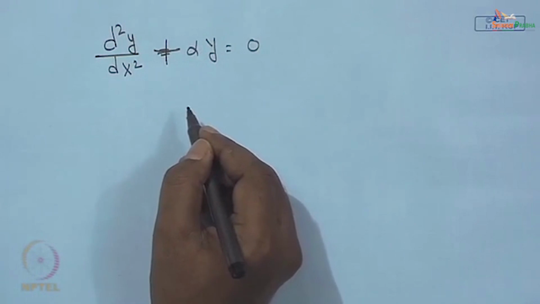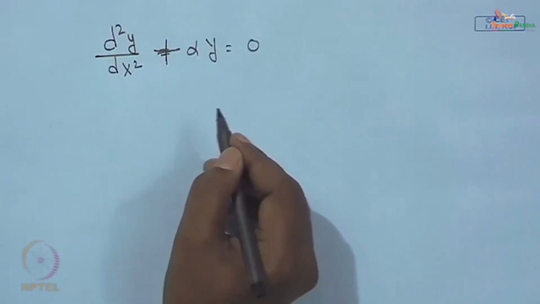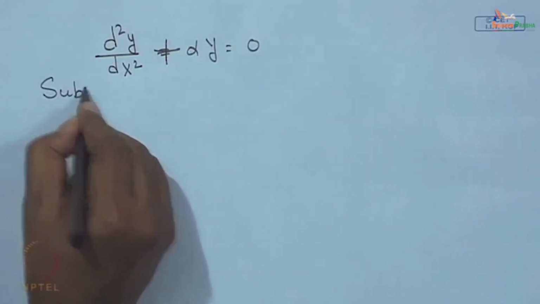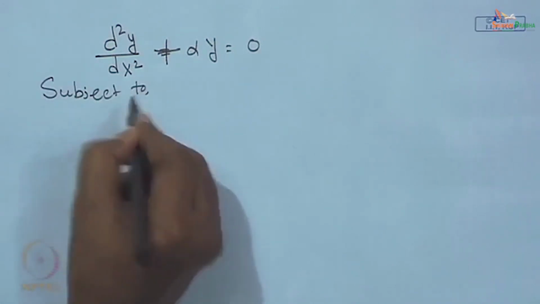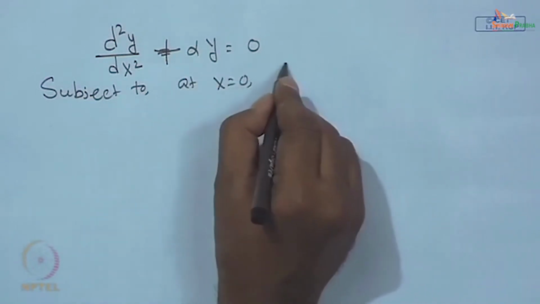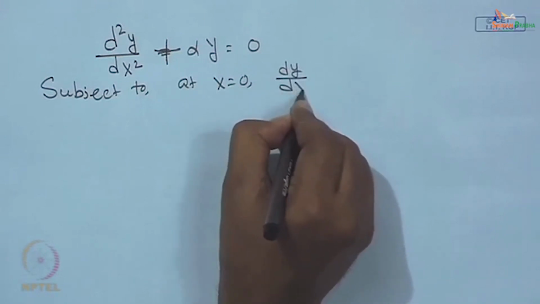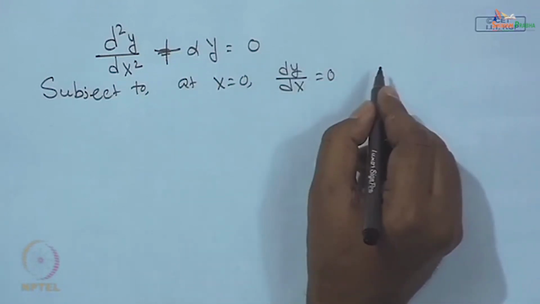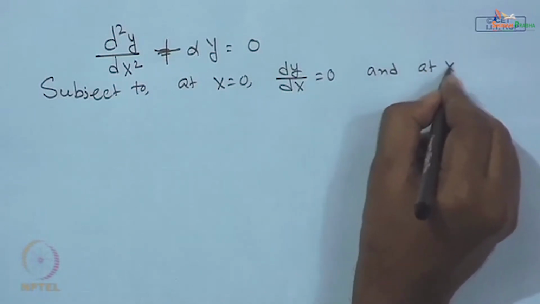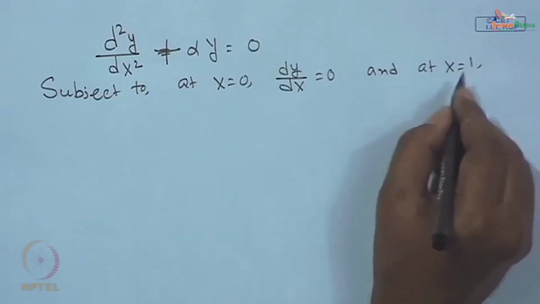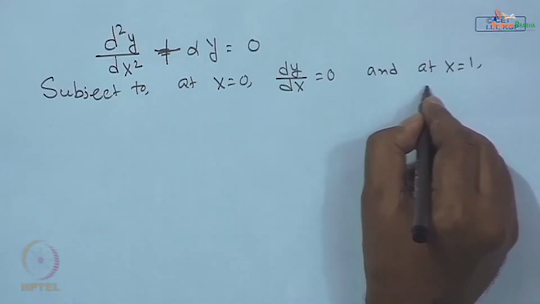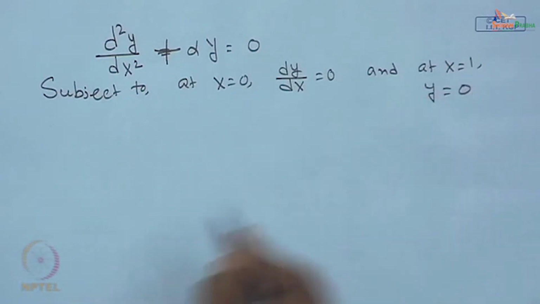Now, what we do? We change the boundary condition, one boundary condition from Dirichlet to Neumann. So, subject to, at x is equal to 0, we have a boundary condition dy/dx is equal to 0, and at x is equal to 1, we have y is equal to 0.